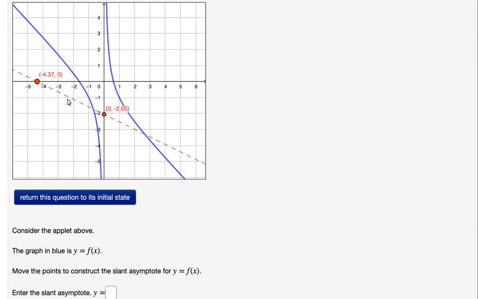So recall, the slant asymptote is a line such that the curve gets closer and closer to it as x approaches infinity, right? So perhaps this point should go down here somehow. And as x approaches negative infinity, same idea, right? The asymptote should get closer and closer to the curve.